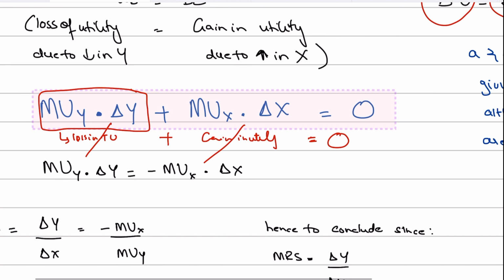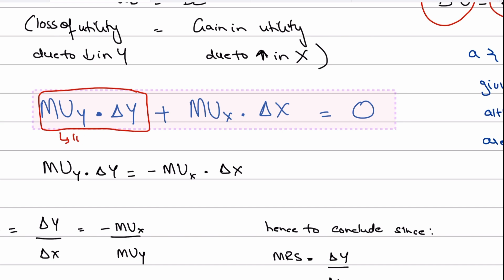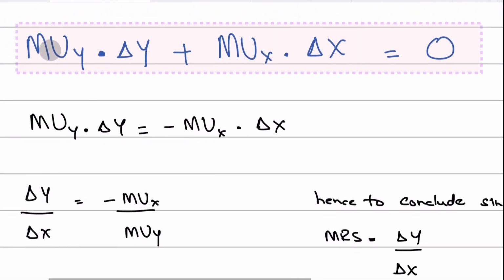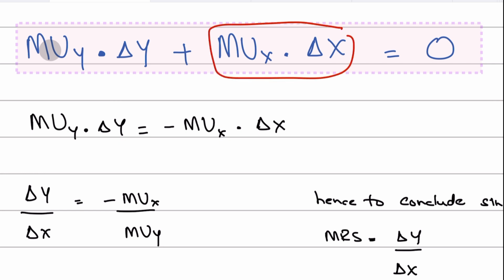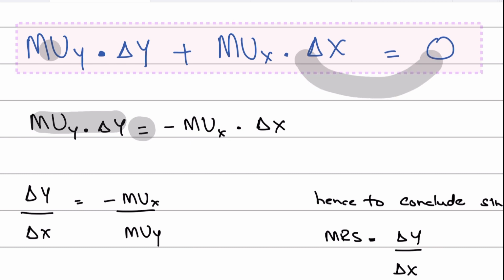I want you to pay attention over here. If this is the exact formula, MUY times change in Y plus MUX times change in X equals zero, then I could rearrange this formula by bringing this entire term to the other side of the equation. Then MUY times change in Y is equal to minus MUX times change in X, right?